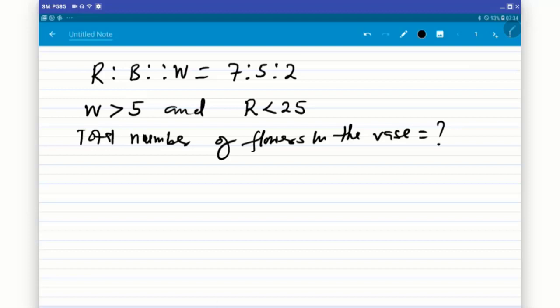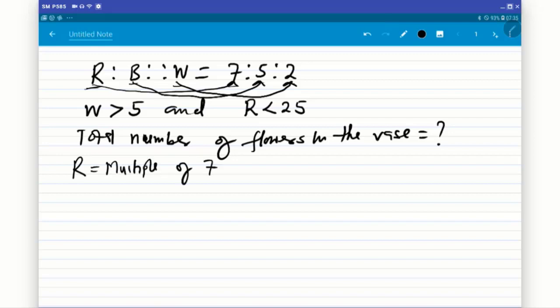Okay, so the question says the ratio of red to blue to white is 7 to 5 to 2. So what does that mean? The ratio of red 7, that of blue 5, that of white 2. And first thing you have to remember here, you're talking about flowers, so you cannot have 2.5 flowers or 3.5 flowers. The number of these flowers must be integers, whole numbers. So it means the number of red flowers must be a multiple of 7, like maybe 7, 14, 21, and so on. The number of blue flowers must be a multiple of what? 5.